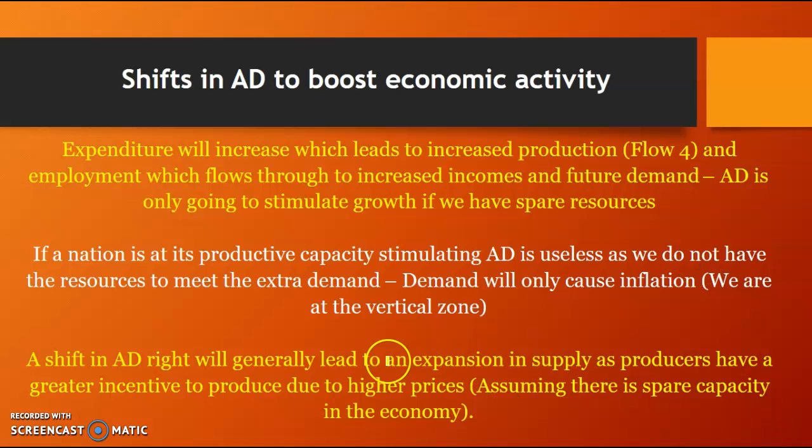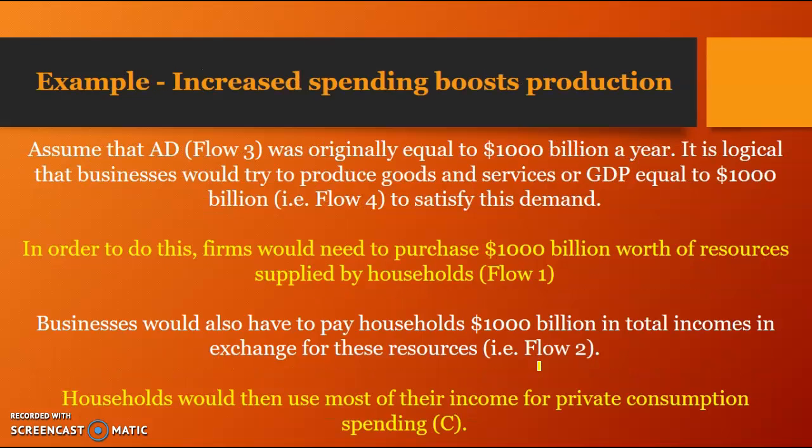A shift in aggregate demand generally leads to an expansion in supply because producers generally produce more, assuming they can, to meet that extra demand. Hypothetically, assume aggregate demand was originally at $1,000 billion a year. Then businesses would try and produce around $1,000 billion of goods and services.